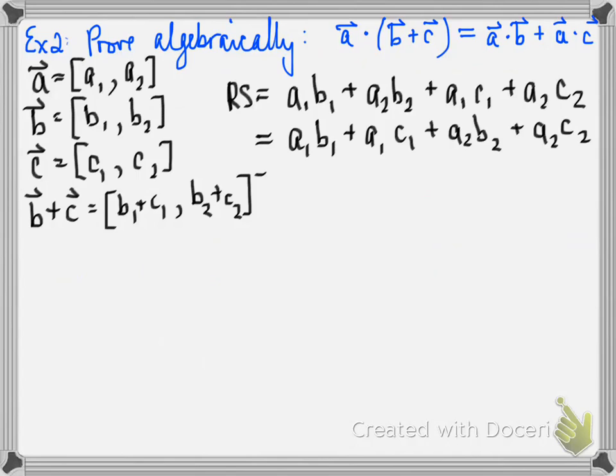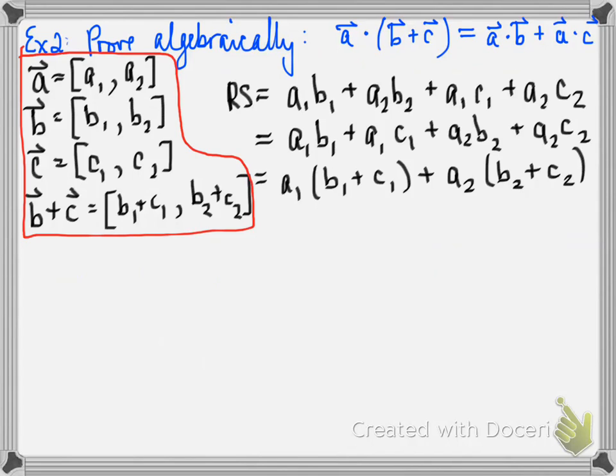If you look carefully, you'll see that A1 can be factored out of the first two terms, so that you're left with B1 plus C1. In the second part, A2 can be factored out, so that you're left with B2 plus C2. Note that I've highlighted the A, the B, the C, and the B plus C. You should note something interesting: this expression that we just found is equal to the dot product of A dot vector B plus vector C, which turns out to be our left-hand side.